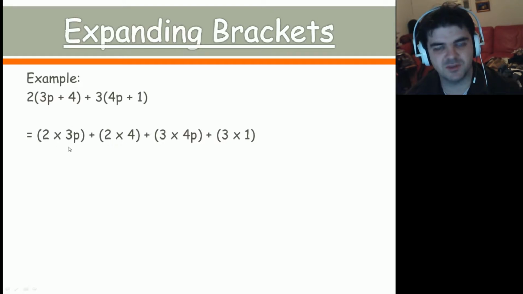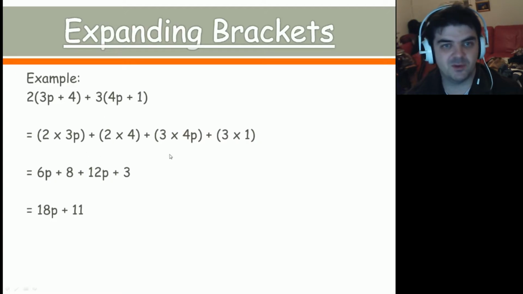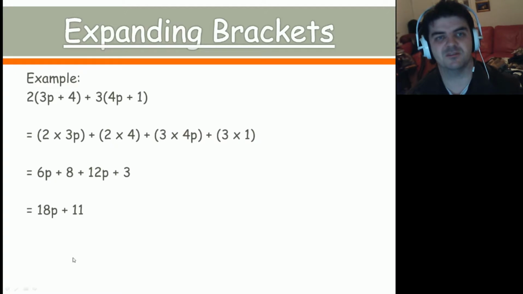I'll multiply each of these out separately. So 2 times 3p will give me 6p, 2 times 4 will give me 8, 3 times 4p will give me 12p, and 3 times 1 will give me 3. If I group those together, I get 18p plus 11. And nearly a negative sign was seen.